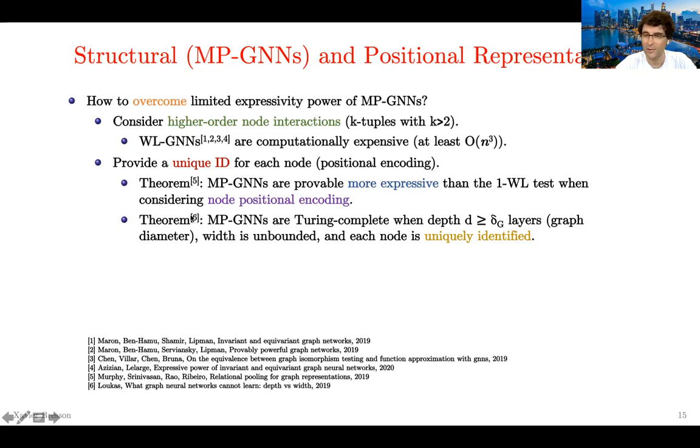There have been some theoretical results on that. If you take the theorem from Ribeiro and his collaborators, they prove that message passing GNNs have more expressivity power if you consider node positional encoding. Also, the theorem from Loukas basically says that message passing GNNs are Turing complete if each node is uniquely identified.